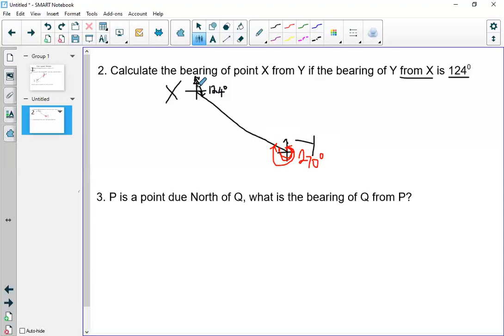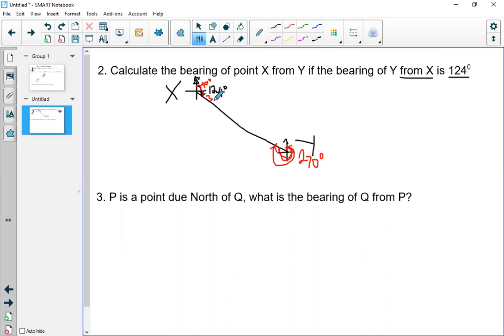Looking at X, since you know the magnitude of the angle between the north pole of X to the west pole of X to be 90 degrees, that is a right angle, and we are given the angle from the north pole to the line joining Y, it means all we need to do to solve for this smaller angle is to subtract 90 from 124. When we subtract 90 from 124, the answer we get is 34. It means the magnitude of this smaller angle is 34.